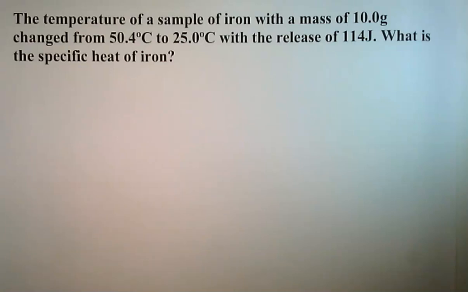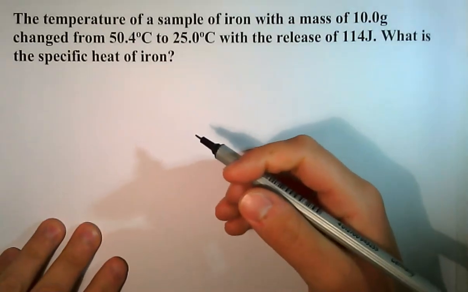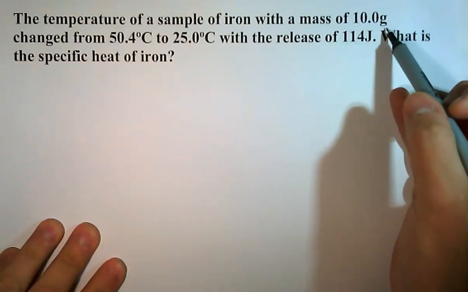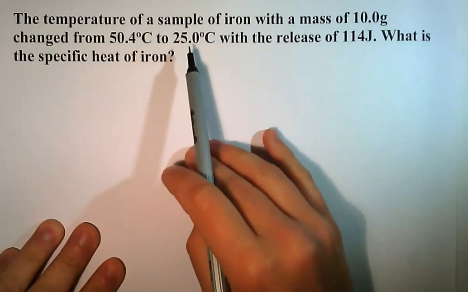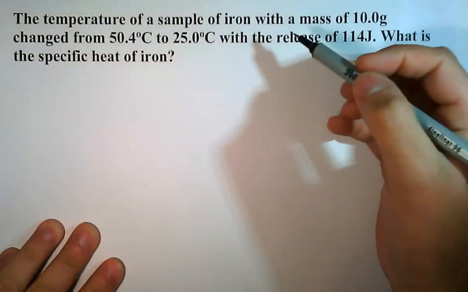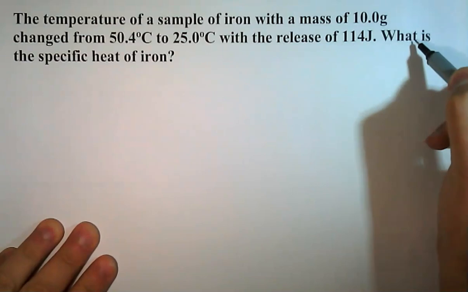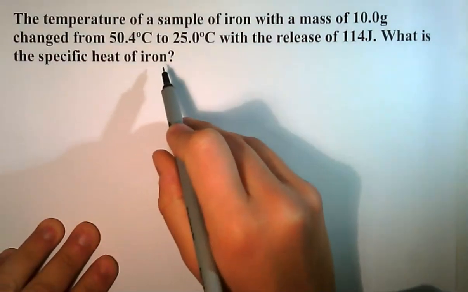In this next problem, it says the temperature of a sample of iron with a mass of 10.0 grams changed from 50.4 degrees Celsius to 25 degrees Celsius with the release of 114 joules. What is the specific heat of iron?